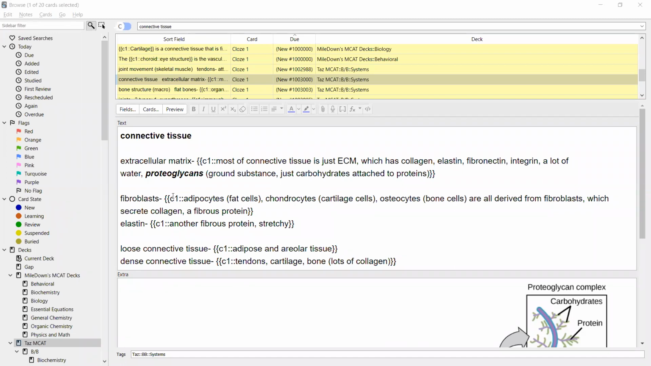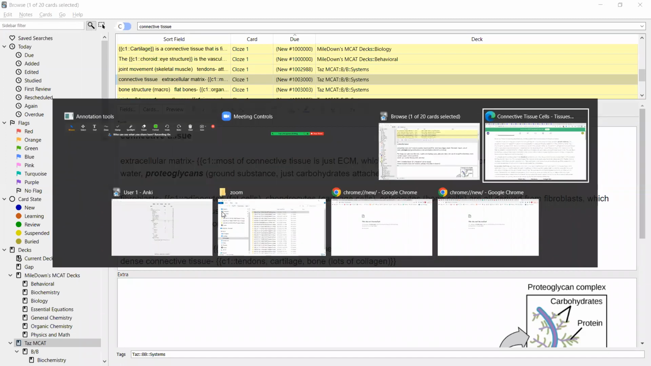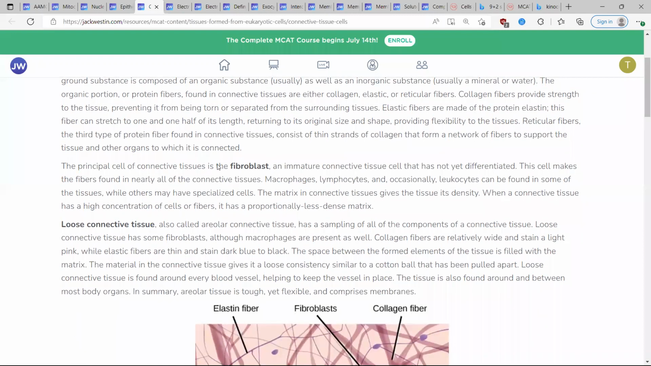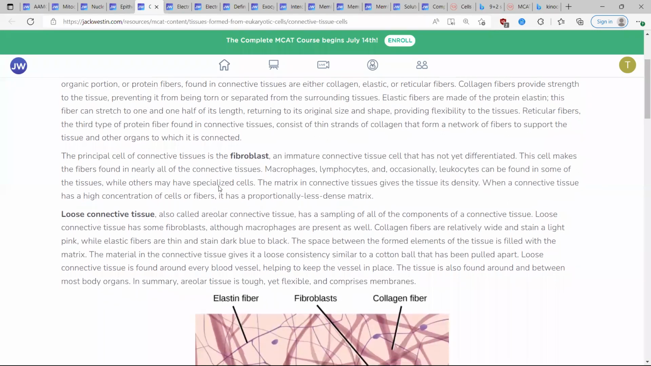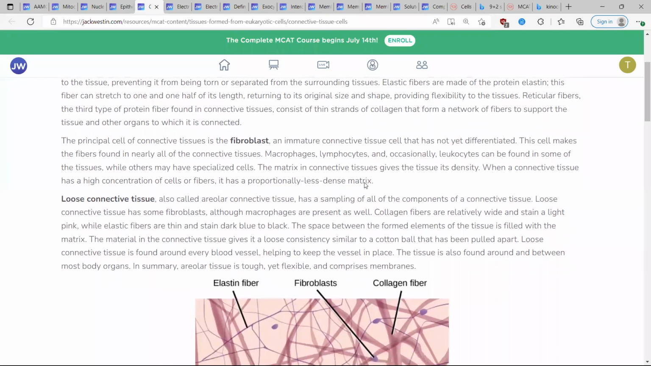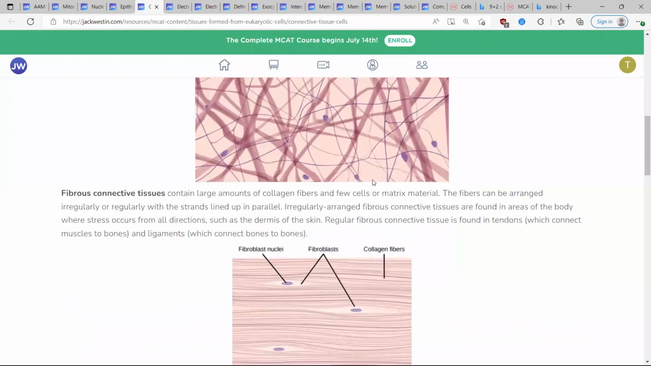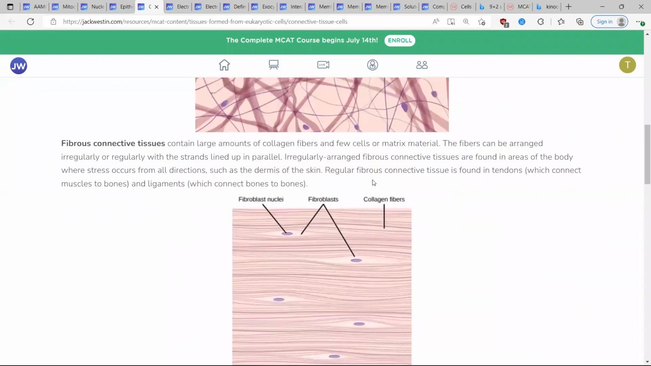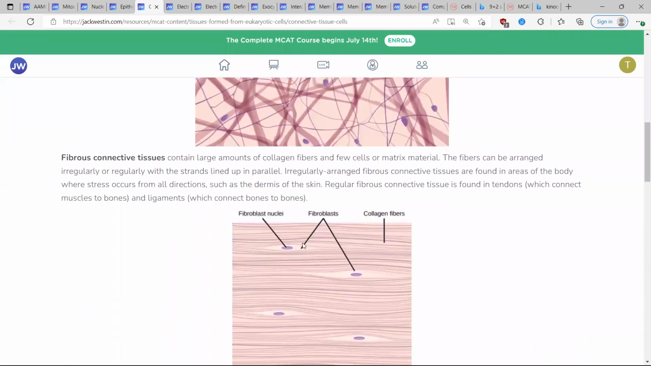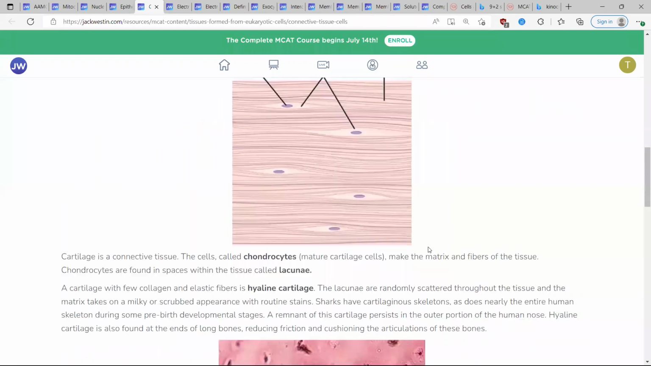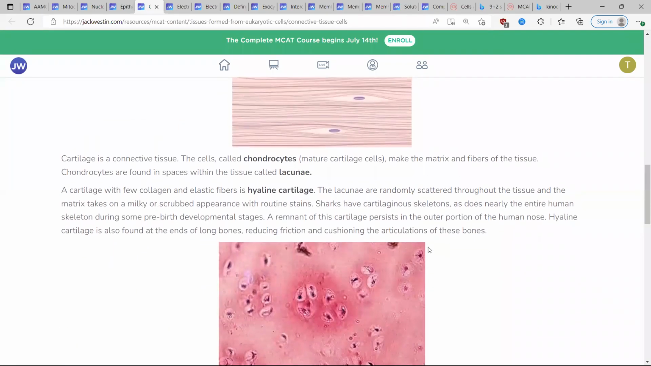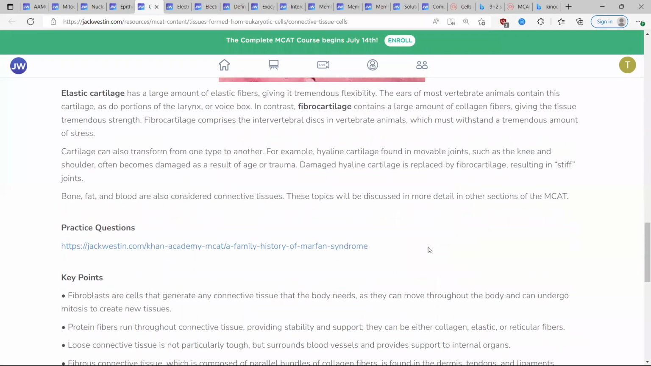And I don't know if you need to know this specifically, but the principal cell of connective tissue is a fibroblast. Yeah, you do need to know that. The cell makes the fibers in the first place. So fibroblasts. It just looks like a mess of different fibers and whatnot. And you can see here the fibroblasts are producing these fibers.